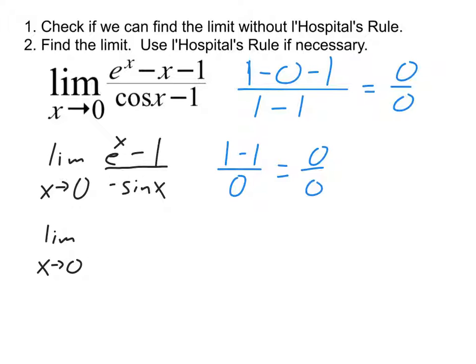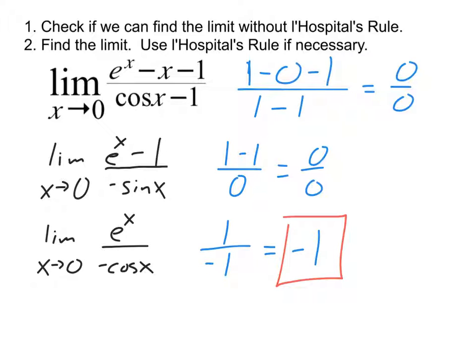So on the top, e to the x still just gives us e to the x. The derivative of negative sine of x will be negative cosine of x. Now let's try substitution again. Let's plug in 0. e to the power of 0 is still 1. On the bottom, cosine of 0 is still 1, but here it's negative cosine, so it's negative 1. Well, at least we didn't get 0 over 0 again, right? And so 1 divided by negative 1 is negative 1. That means that I've now found the answer. Negative 1 is my limit.